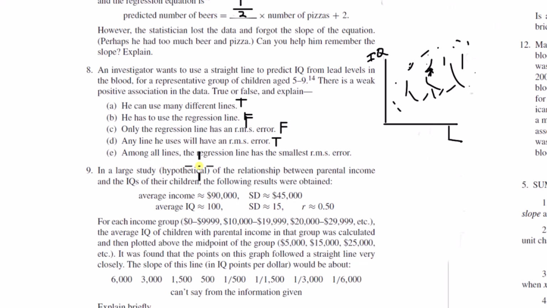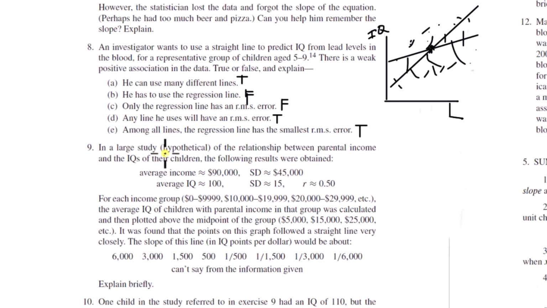Now, among all the lines, the regression line has the smallest RMS error. Now that's the big difference. This is why you could argue, well, why wouldn't you use the regression line if you're going to do this? You could argue, yeah, he does have to use the regression line because that has the smallest RMS error. So this is the SD line, looks like. Regression line would be like that. That has the lowest RMS error, yes.